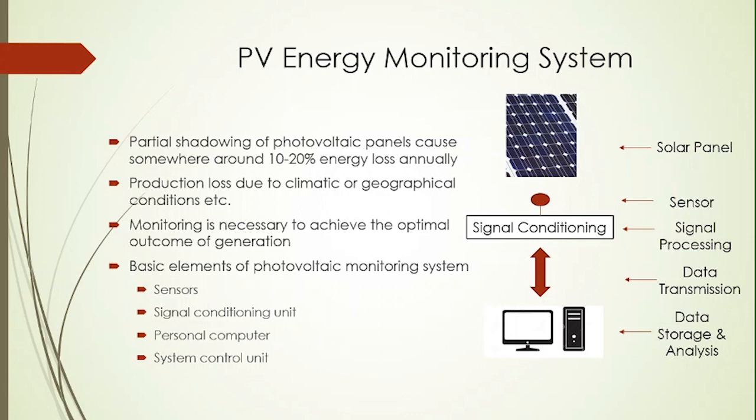The first and foremost elements of monitoring systems are the sensors, which are mounted at different points in the energy monitoring system. They measure the variables in real time, which are then filtered, amplified, and processed by a signal conditioning unit. The microcontroller in this unit transmits the conditioned signal to a computer, which instructs the system control unit based on analysis and user commands. So on the right side of the image, you can see all those components, starting from the PV panels to the sensors and the processing, the conditioning unit and then the control unit.